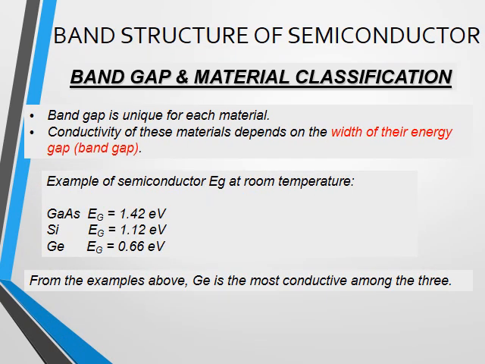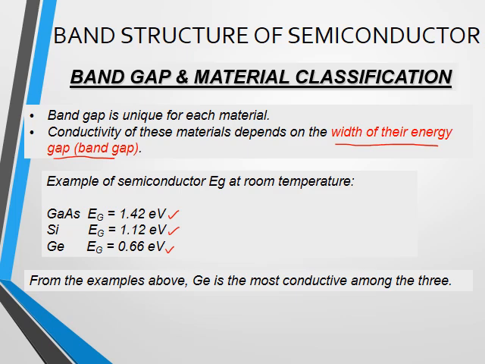Band gap not only classifies insulators, semiconductors, and metals. Band gap also classifies the characteristics among the semiconductors. The conductivity of a semiconductor is defined by the width of the energy gap. For example, gallium arsenide has an Eg of 1.42 electron volt, silicon 1.12 electron volt, and germanium 0.66 electron volt.